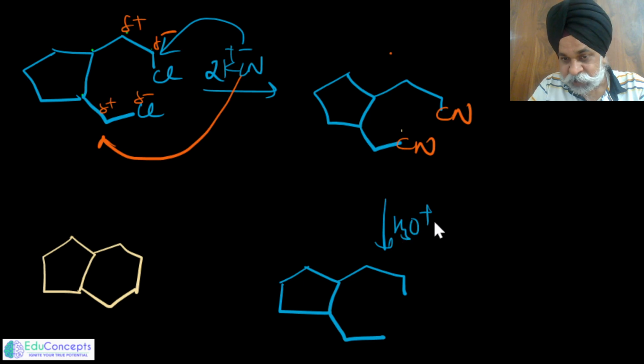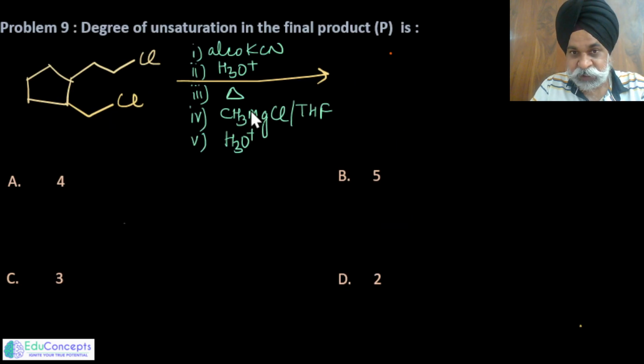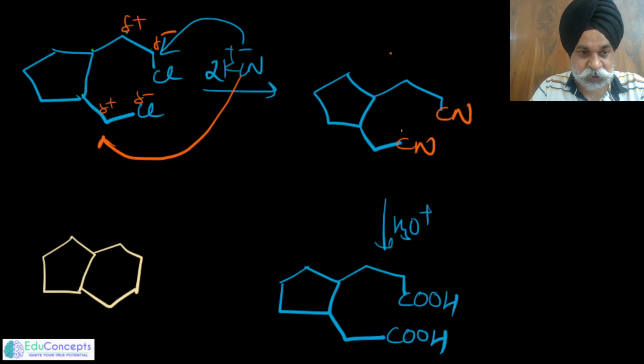So what they have treated with H3O positive, so you have to do the hydrolysis. That means you would get carboxylic acid on both sides. Now the next step, we did this one. Now this is to be heated. One more thing they must have added here, just to rule out any ambiguity: 2 equivalents of KCN, so that you throw out both the Cl out. Now this is to be heated.